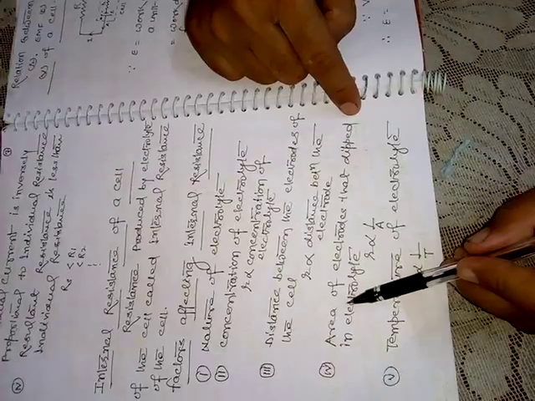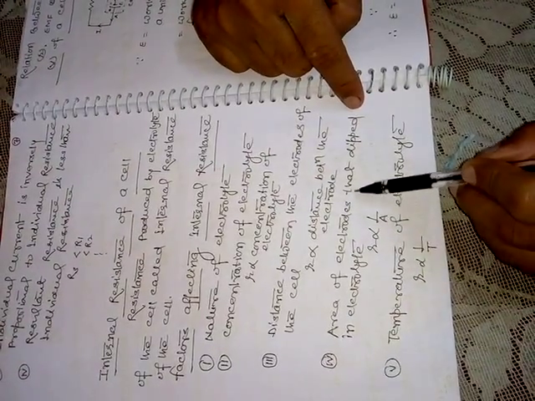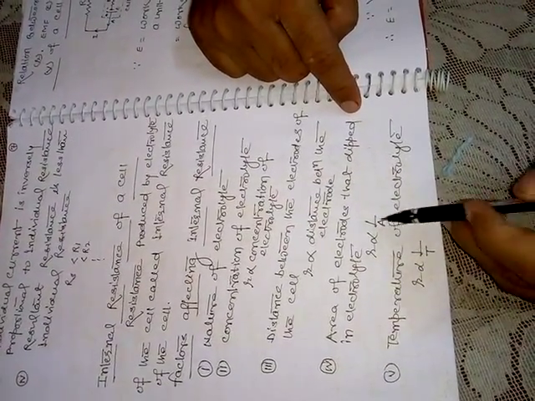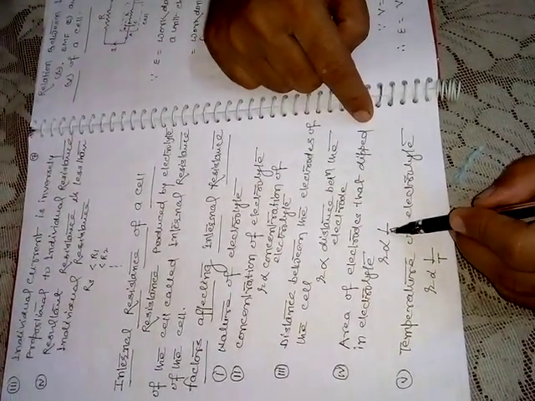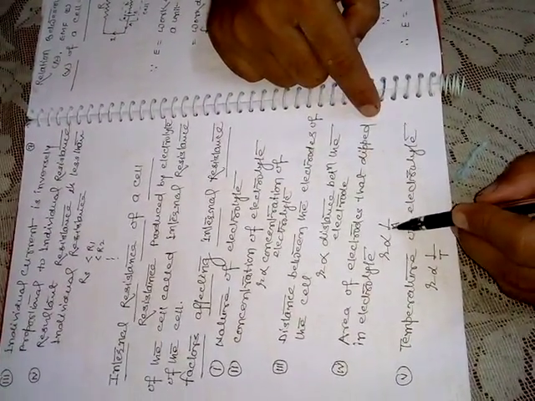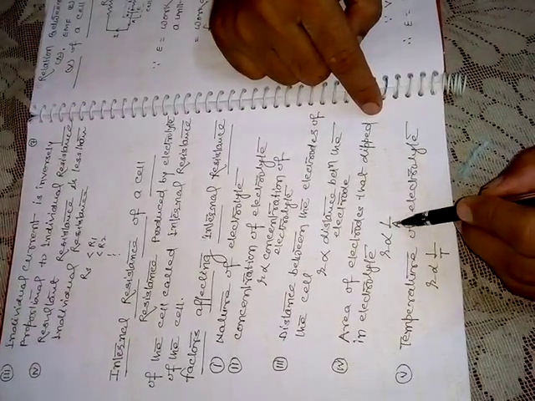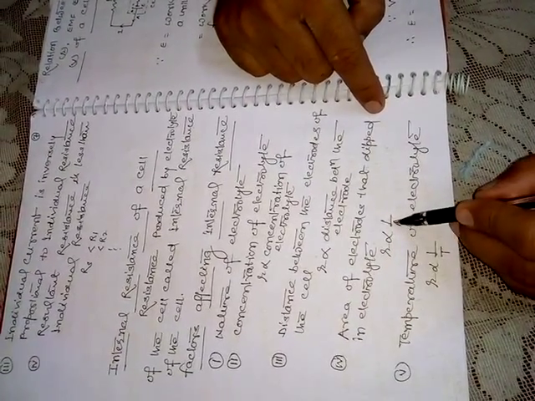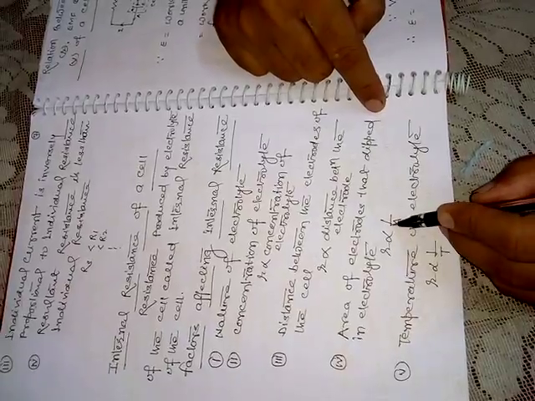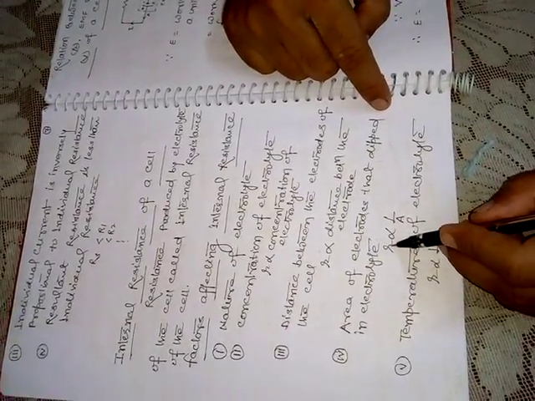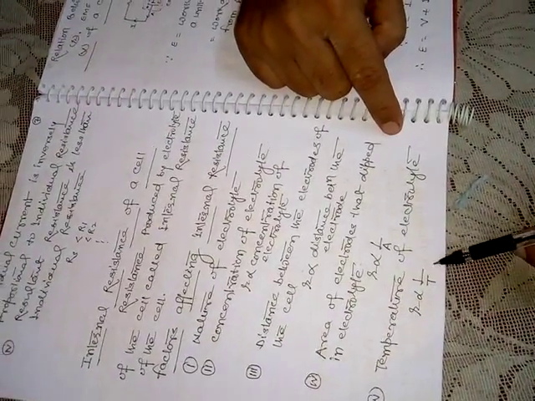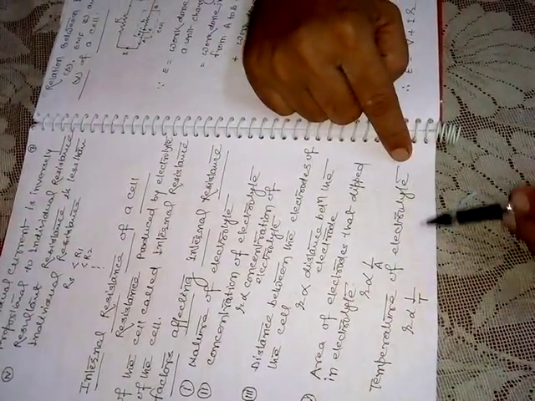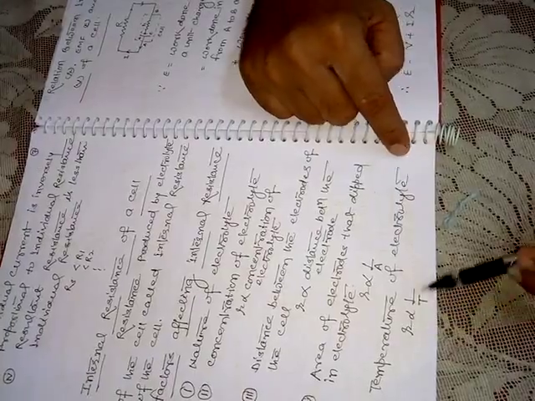Number 4, area of electrodes dipped in electrolyte. Here the area of the electrode means the area of that portion of the electrode which is dipped inside the electrolyte; only that area is considered here. So if the dipped area of the electrodes is more, then resistance will be less. And the fifth factor, temperature. If the temperature of the electrolyte is more, then resistance will be less.